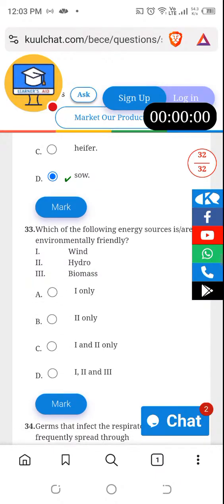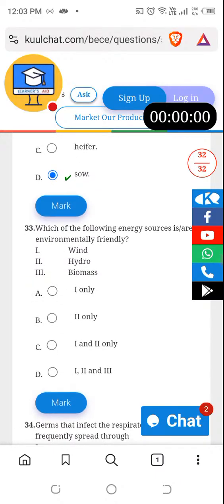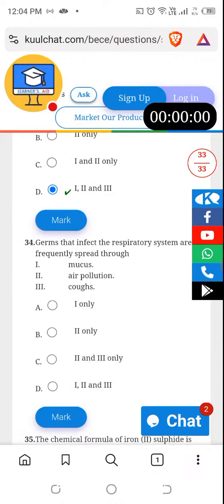Which of the following energy sources is or are environmentally friendly? Wind is environmentally friendly, hydro is environmentally friendly, and biomass is also. So biomass has to do with generating energy from living biological substances like plants or dead remains of animals. So it's also environmentally friendly.